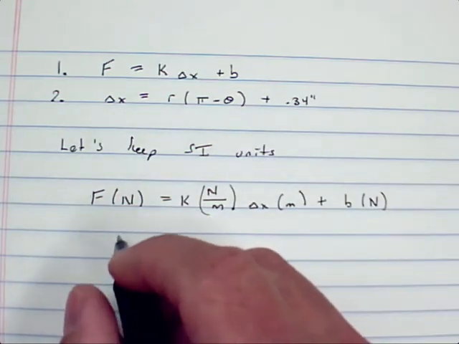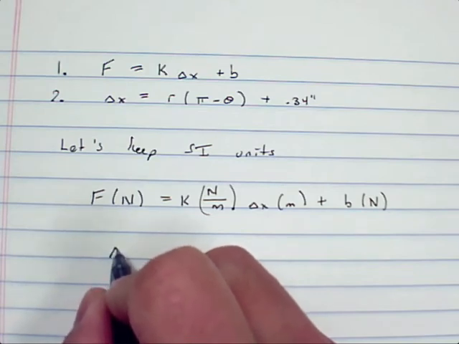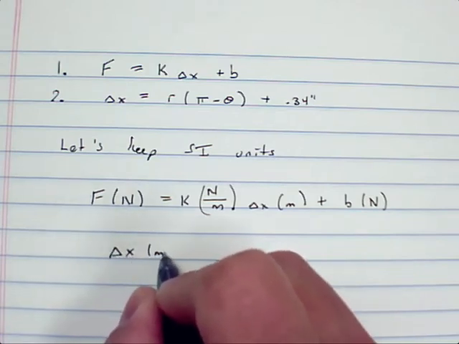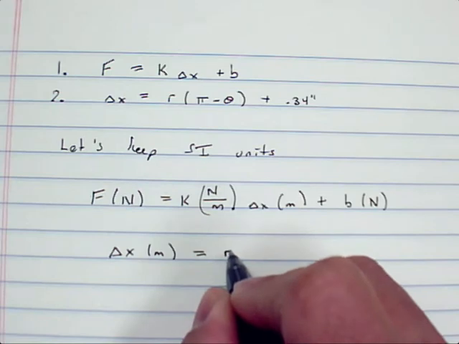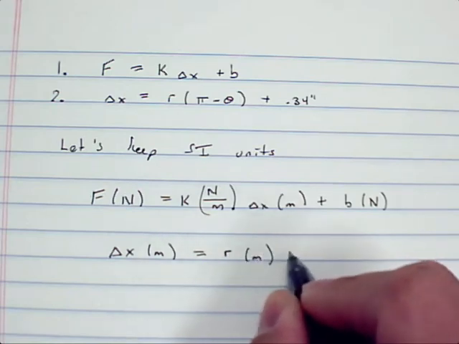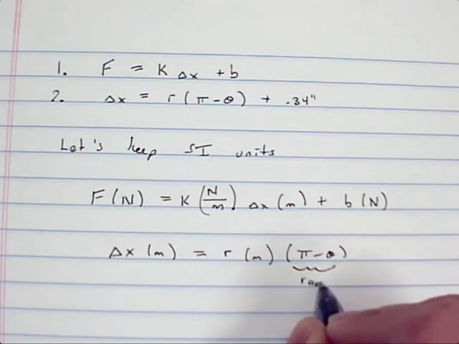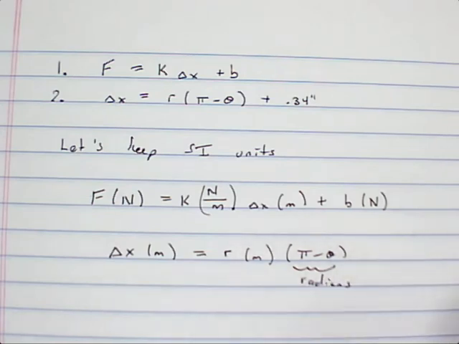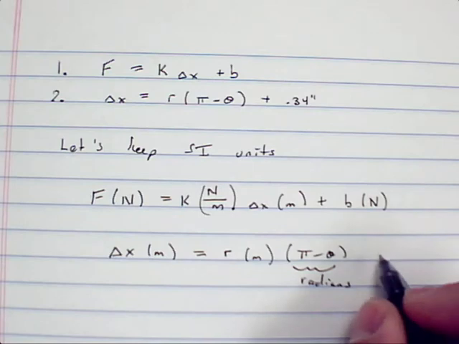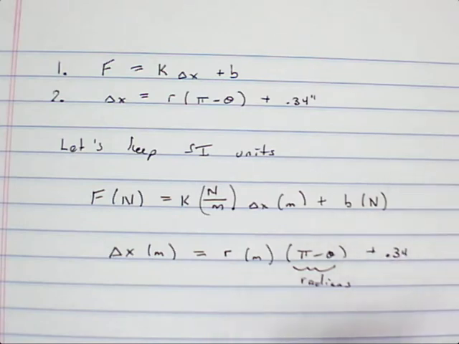And then if I look at my other equation, I have delta x, which is going to be in meters. I have that radius, which is going to be in meters. I'll have a pi minus theta. That has to be in radians, so it's unitless. And then lastly, I'm going to have the 0.34 inches, which was that you had to extend the spring to install it in the camera.